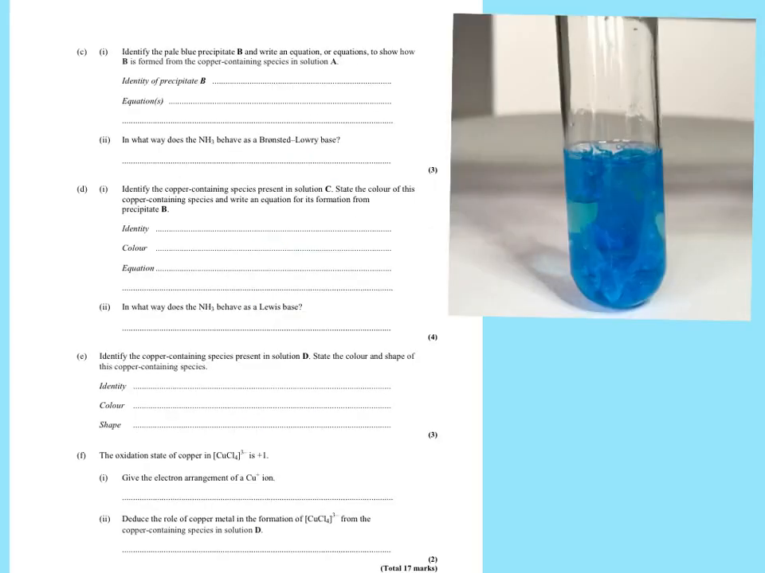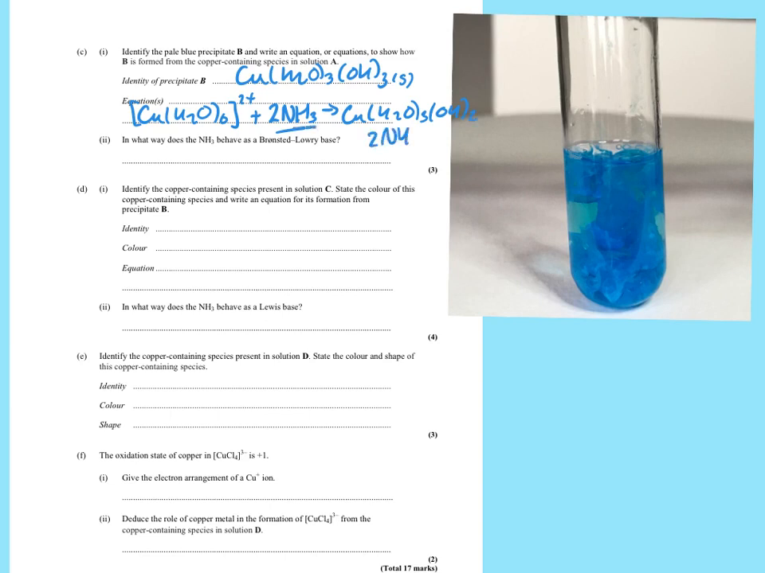The pale blue precipitate can't be anything else, the hydroxide. So the Cu, 3 waters are left on, 3 protons are gone, it's got no overall charge. The equation for the reaction with ammonia behaving as a base: the [Cu(H2O)6]2+ loses 2 protons to lose its 2+ charge, and therefore it needs 2 ammonias to remove those protons. The ammonia is behaving as a base. So it forms [Cu(H2O)4(OH)2], and the ammonia becomes ammonium ions.